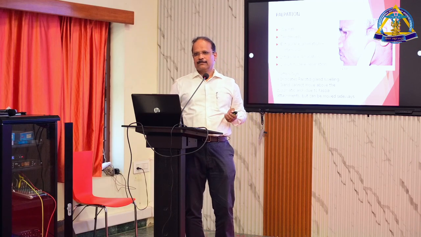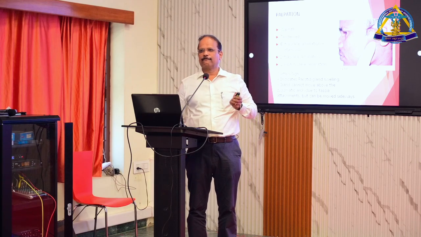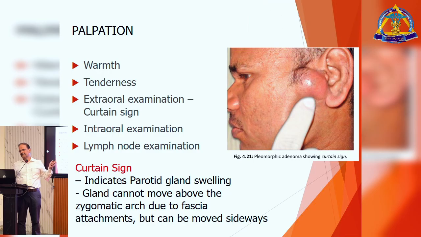Palpation: start with warmth and tenderness. If you make a basic mistake on warmth and tenderness, you will make a miserable mistake. You can never recover. So look for those things. The next one is the curtain sign.